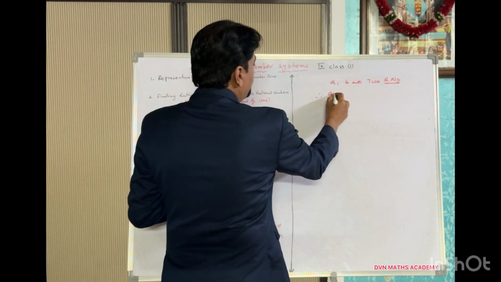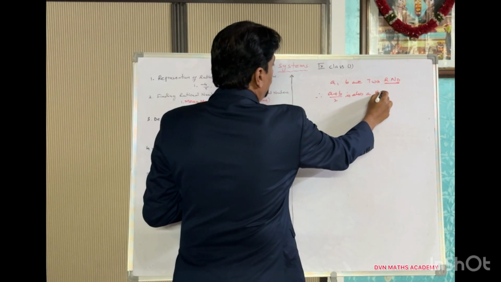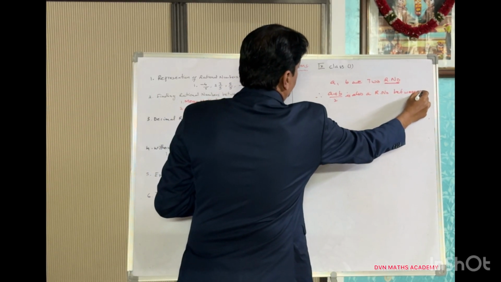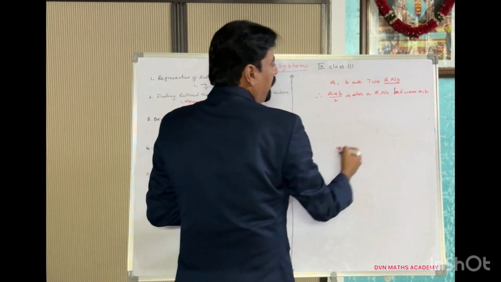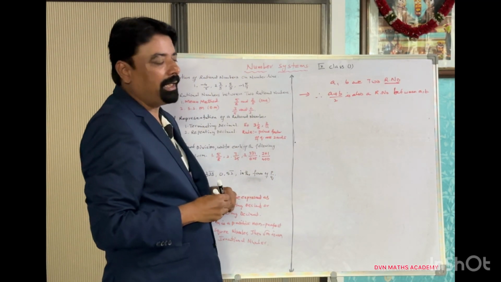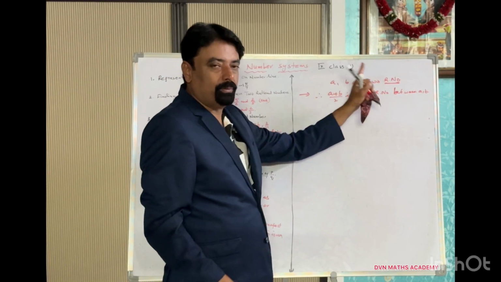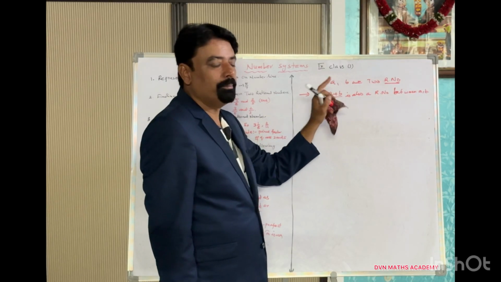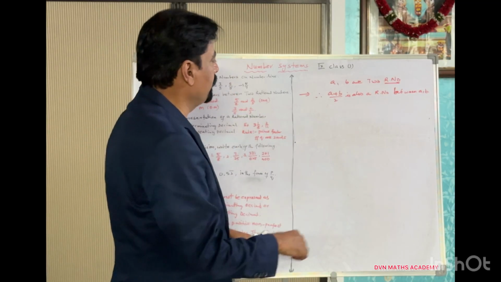Therefore, (a + b)/2 is also a rational number between a comma b. So this formula we can call the mean method formula. So how to find a rational number between two given numbers? If a comma b are any two rational numbers, then the rational number between a and b is (a + b)/2. That is the formula to find a rational number between two given rational numbers.